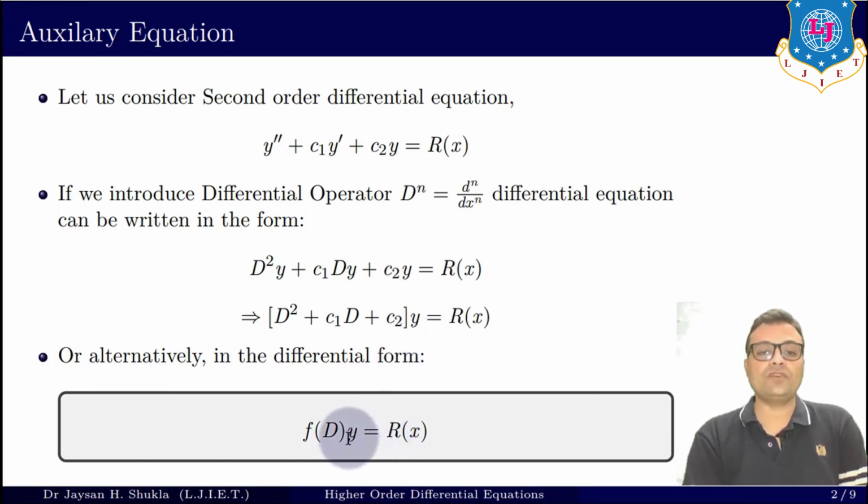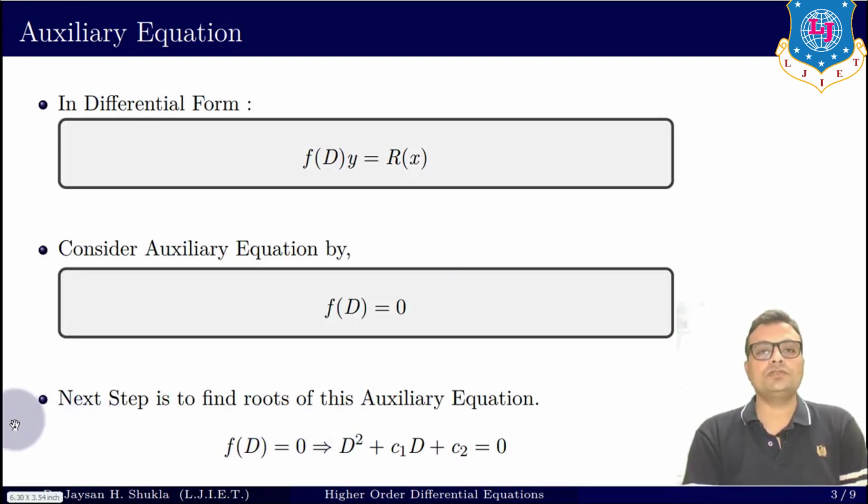So this part f of D is a combination of capital D, which is the differential operator, and some arbitrary constants. So this will be the formation of our differential equation. This is the first and the most important part of any question on higher order differential equations. This form is also known as the differential operator form of the equation.